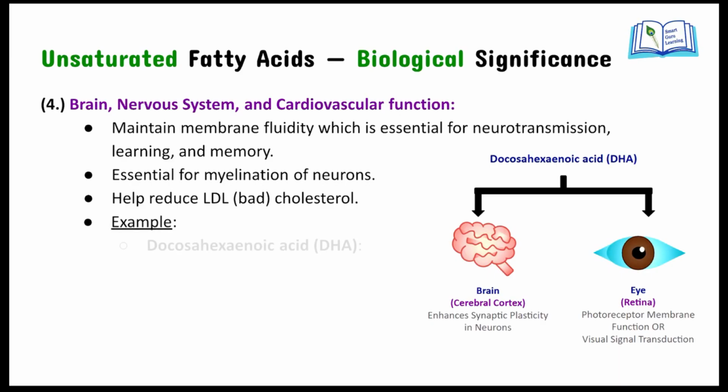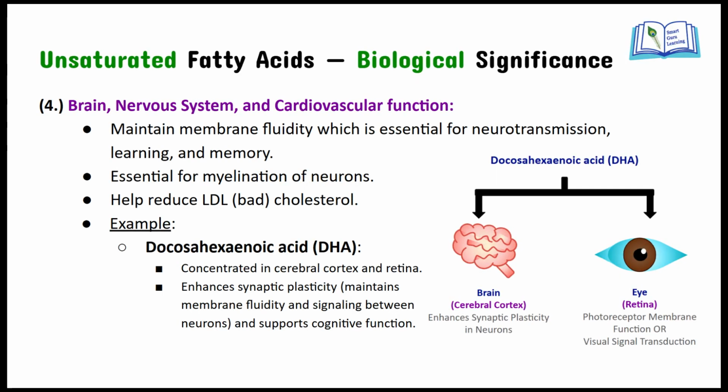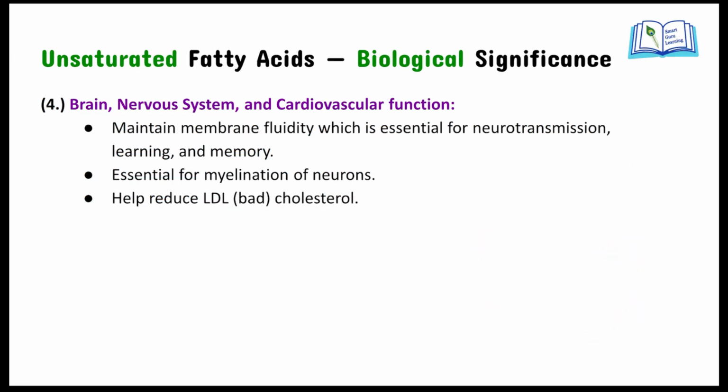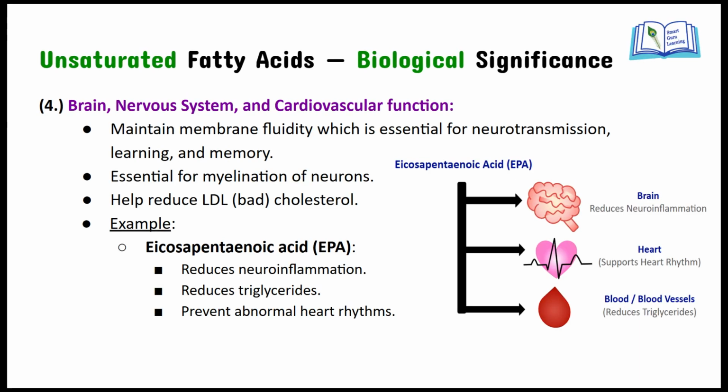Docosahexaenoic acid or DHA is highly concentrated in the cerebral cortex and retina, where it enhances synaptic plasticity by maintaining membrane fluidity and supporting signaling between neurons, thereby playing a key role in cognitive function. Another fatty acid called eicosapentaenoic acid or EPA helps to reduce neuroinflammation, lowers triglyceride levels, and prevents abnormal heart rhythms, further supporting both brain and cardiovascular health.